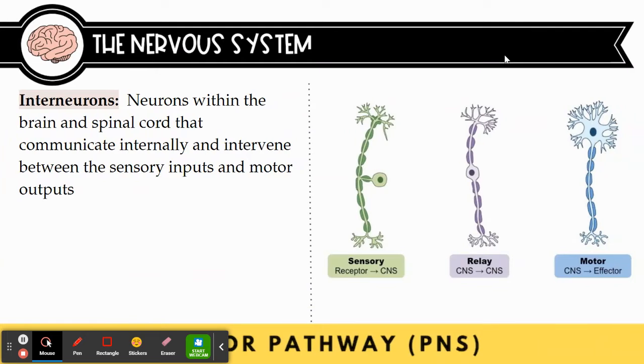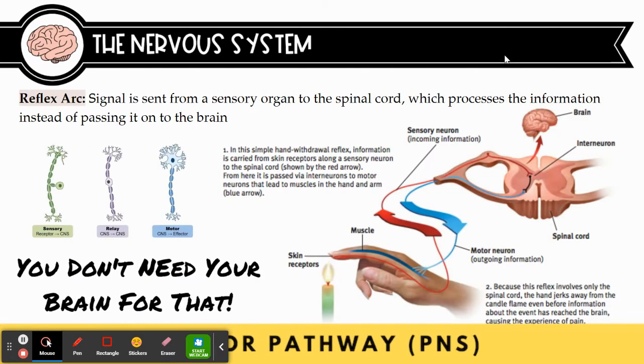All right, and then we also have interneurons in that frame. Interneurons are neurons within the brain and spinal cord that communicate internally and intervene between sensory inputs and motor outputs. Essentially, they're saying, hey, this kind of fits in all these areas. We're going to communicate that. We're going to try to intervene and figure out what is what and where it goes.